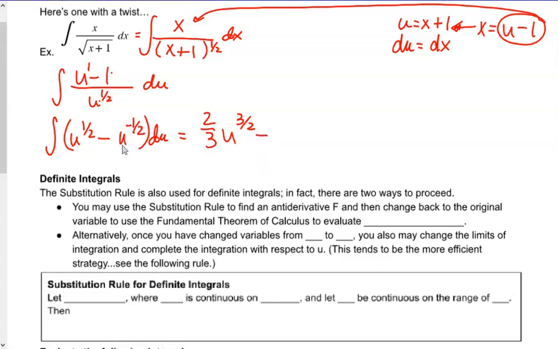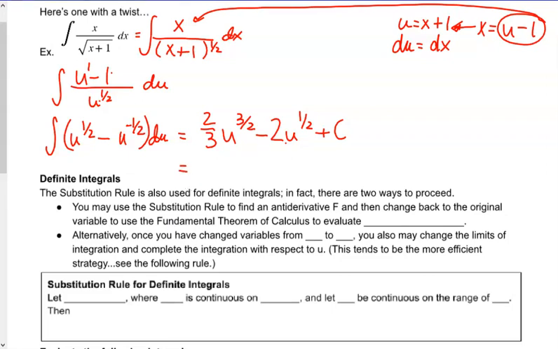Then I'm going to subtract from that. When I add 2/2 to negative 1/2, I get u to the positive 1/2. Again, don't divide by 1/2. Multiply by the reciprocal, which is 2 over 1. And then don't forget your plus c. After you've integrated every single term, make sure you do your plus c.